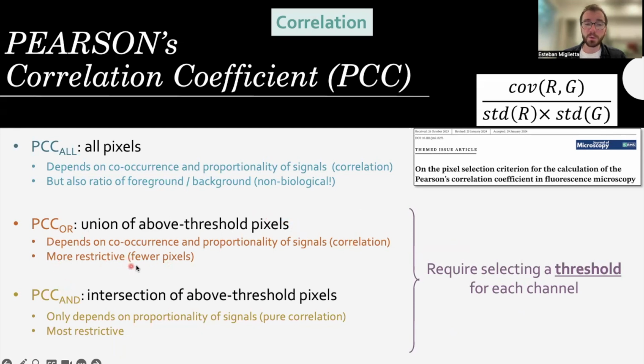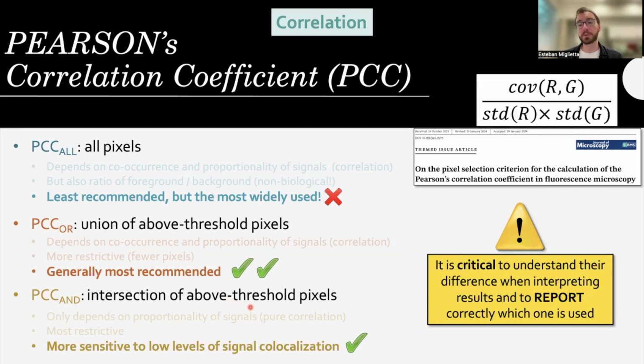It also depends, although less, on the co-occurrence of pixels and correlation. So it is a mixture of correlation and co-occurrence, and it's more restrictive. It's measured on fewer pixels. Finally, PCC AND only depends on the proportionality of signals, because we are only measuring in co-occurring pixels. And it's the most restrictive, but it's also the most sensitive. So which one to use? Again, there's no correct answer.